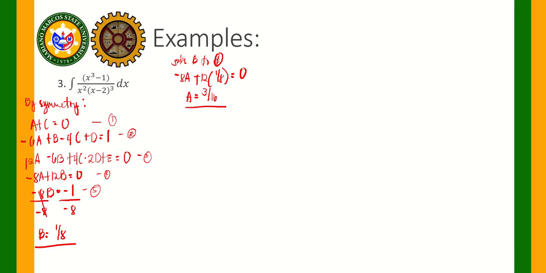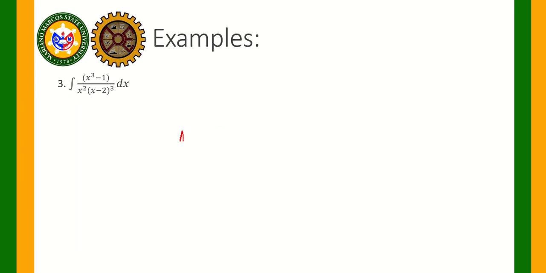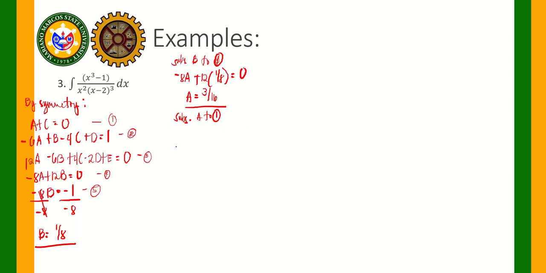Okay, you can compute that on your own. So you will get 3 over 16. Now we have the value of a. We can substitute a to equation 1 to solve for c. So this is equal to, what is our a? Sorry. Our a is 3 over 16. And that is equal to negative 3 over 16 plus c, I should say, is equal to 0. And solving for c, that is equal to negative 3 over 16.